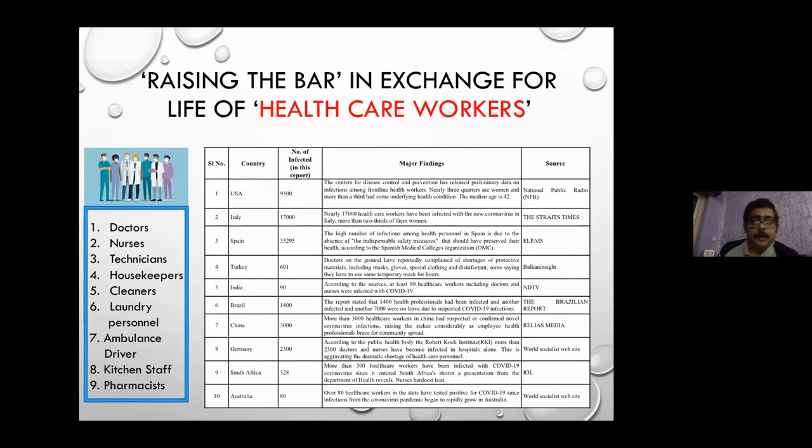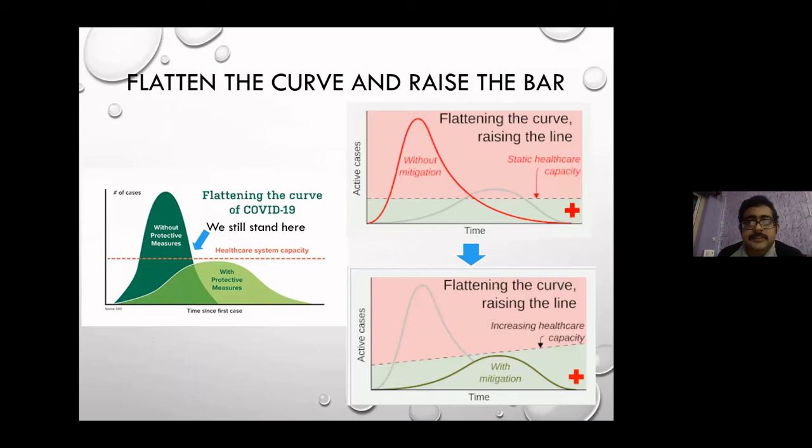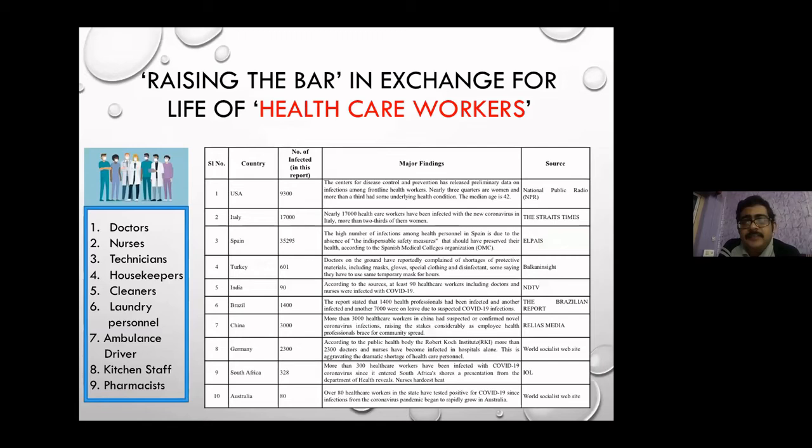From this, we understand that the healthcare system requires a revisit. Now, unfortunately, while raising the bar, what we have done globally, it's not about India or any country, globally, what we have done is the healthcare workers succumbed. We have lost a huge number of healthcare workers, because by saying the term healthcare worker, we definitely do not mean only the doctors or nurses or technicians. It includes housekeepers, cleaners, the laundry personnel, ambulance drivers, kitchen staff, and also the pharmacists.